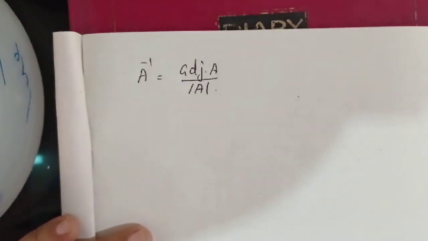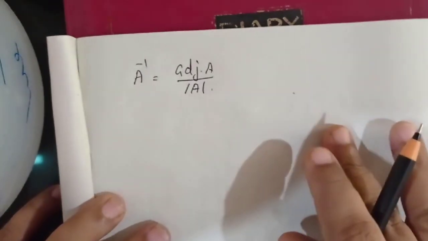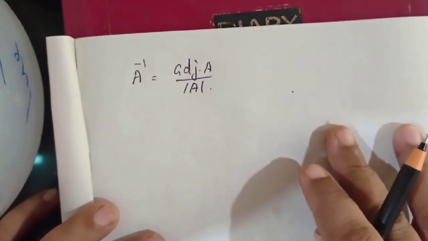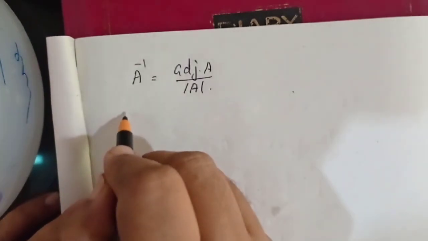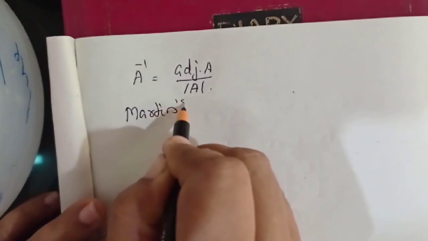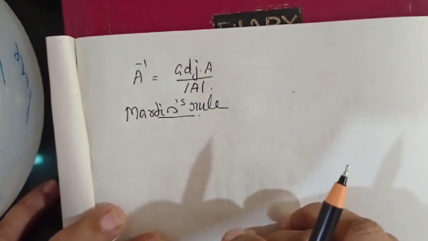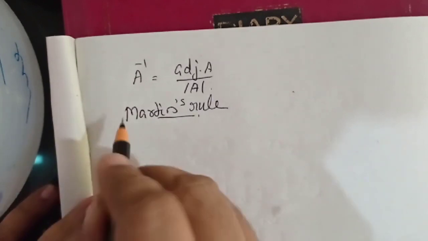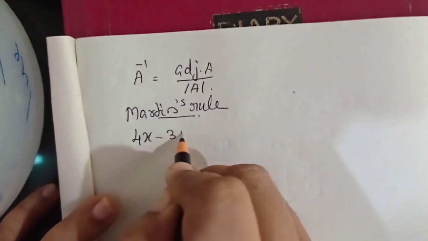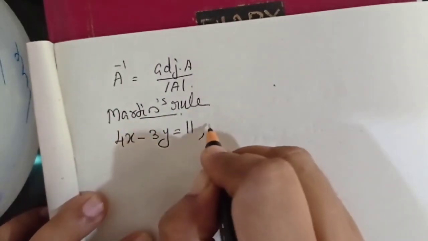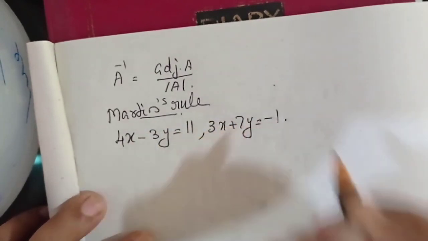Now, here, our aim is to solve simultaneous equations using the matrix method. Write one question. Use matrix method, within brackets write Cramer's rule. Matrix method or Cramer's rule. To solve the system of equations, I will give one example. 4x minus 3y equal to 11, comma 3x plus 7y equal to minus 1.